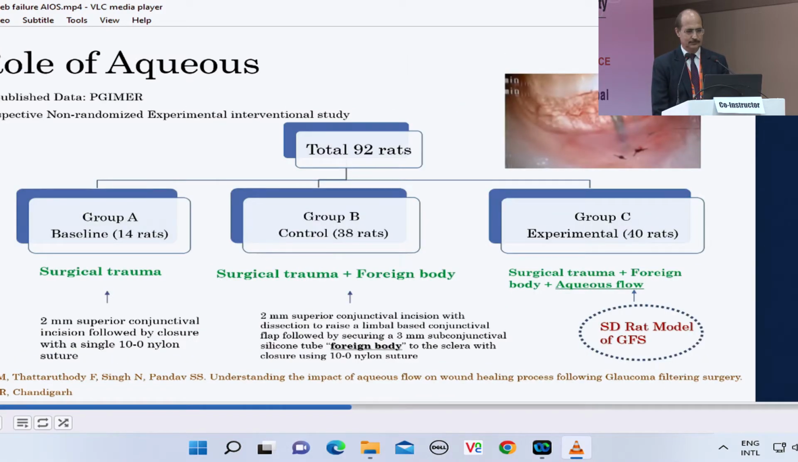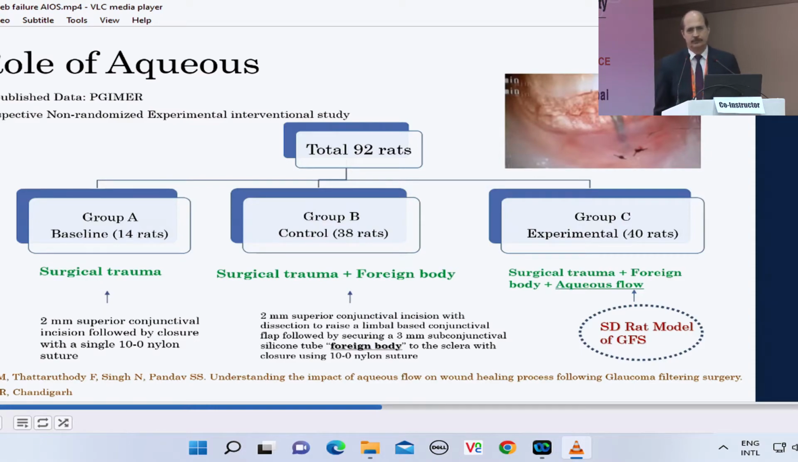Coming on to the role of aqueous. This work was primarily conducted at PGIMER. It is under the process of publication. It was a prospective non-randomized experimental interventional study which was conducted on 92 rats. They were divided into three groups.